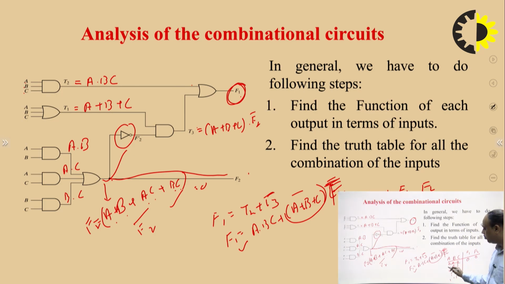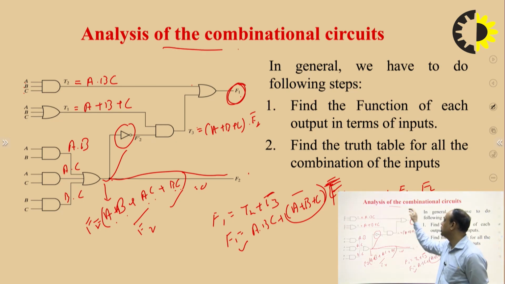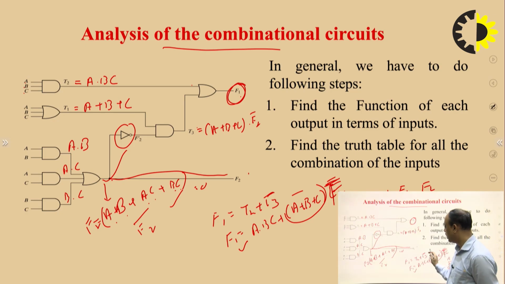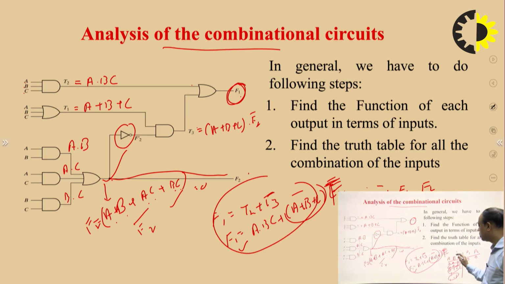Similarly, we have to perform the same function for 0, 0, 1, for 0, 1, 0 and for 1, 1, 1. And all the possible combinations of the output for all the combinations of the input we have to write, and this is known as the relationship table or the truth table. So this is known as the analysis of combinational circuits, in which we already have a circuit, and we have to find out the functions and the truth table, that is the relationship table between the input and the output variables.